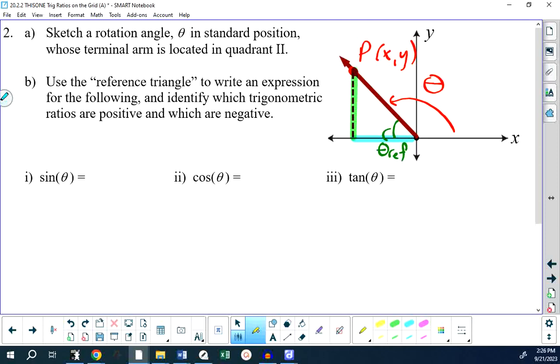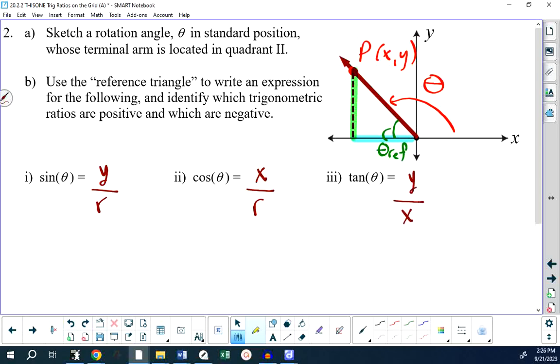What is the hypotenuse? This is still called r. R is the distance from the origin to the point. And what that means is what we learned in the previous warm-up is the same here. Sine is y over r. Sine is going to be y over r no matter which quadrant we're in. Cosine is the adjacent side, which is x, divided by the hypotenuse, which is r. And tangent is the opposite side, which is y, divided by the adjacent side, which is x.